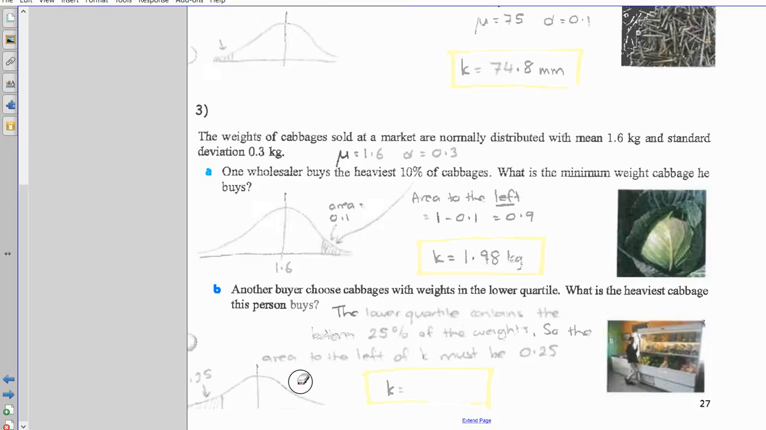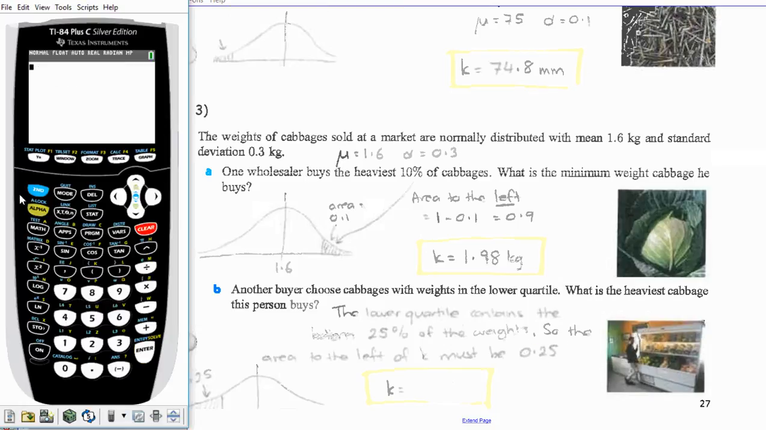We want to find what this boundary K is. So we're practicing inverse norm stuff for this whole warm-up. So what do we need to put in? We still have the same mean and the same standard deviation. We've just got to put in the new area. So let's clear that. Let's go second vase. Inverse norm because we want to find a boundary, not a probability. So the area to the left is 0.25, all below the lower quartile. And same mean and same standard deviation, which makes it easy.